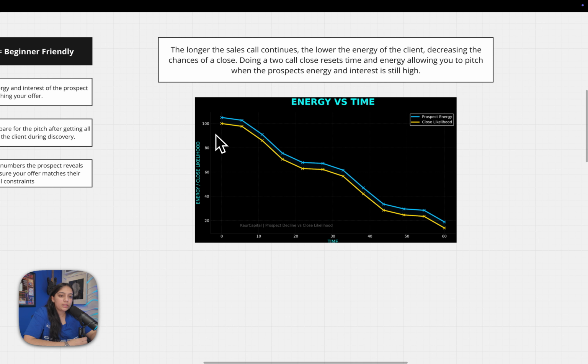Now, if you actually look at the graph here, you're going to see that as time goes on, the energy of the prospect starts to drop.